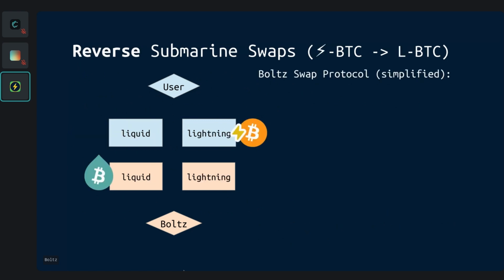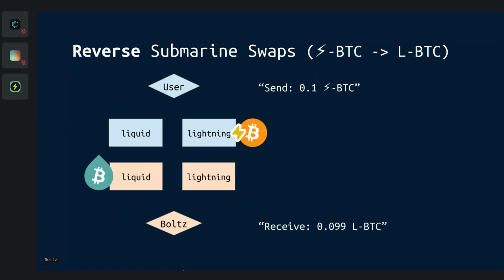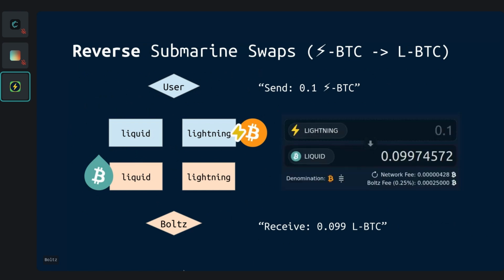Now the other direction, reverse submarine swaps, going from Lightning to Liquid. Same example, the user wants to send 0.1 Bitcoin on the Lightning network and accordingly receive 0.099 on the Liquid network. Exactly the other direction. The fee is slightly different here. Also, the network fee is slightly different here because it's actually Boltz that is doing both transactions.